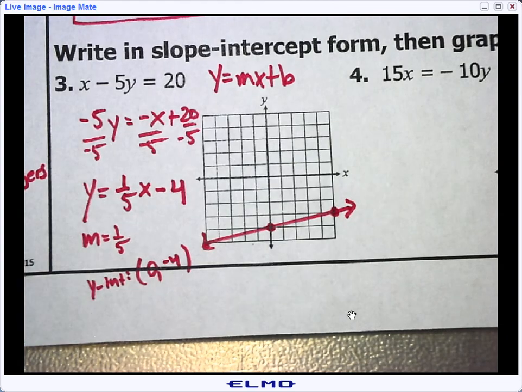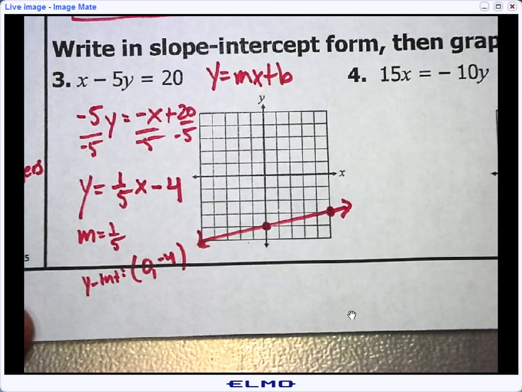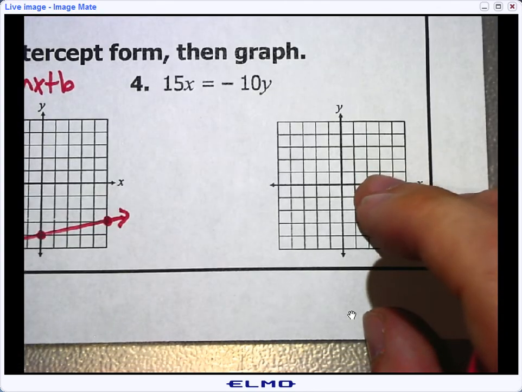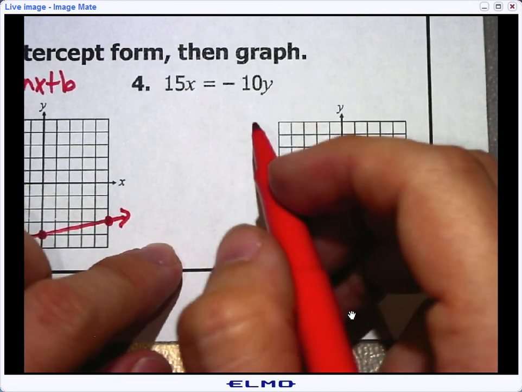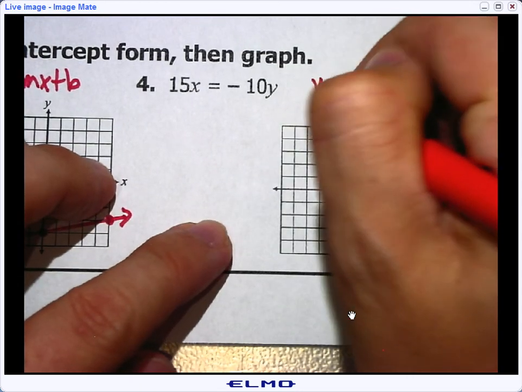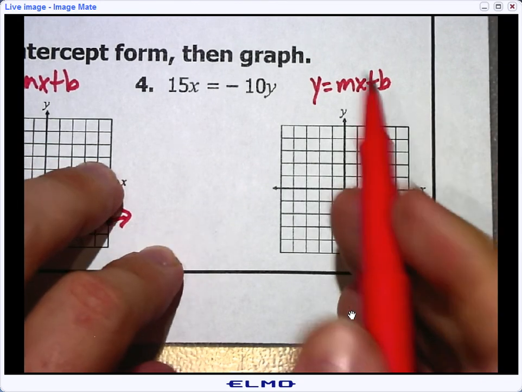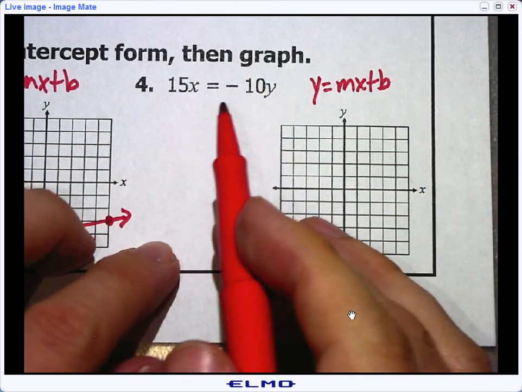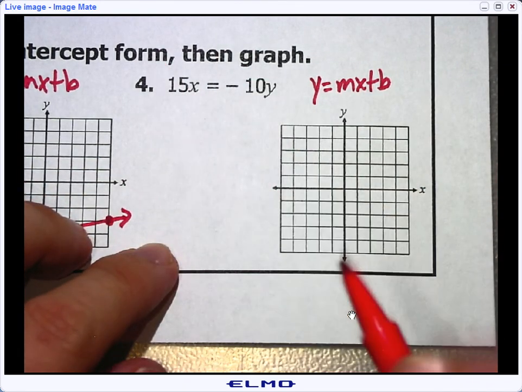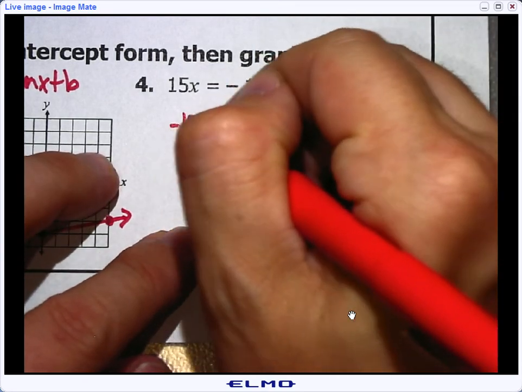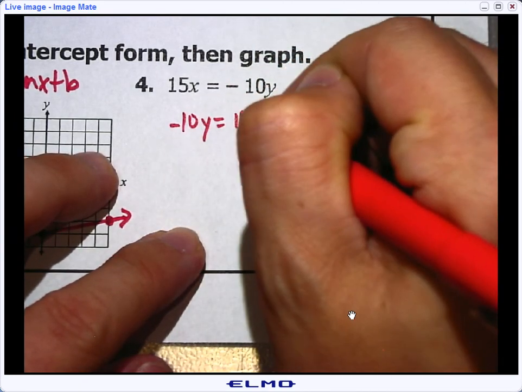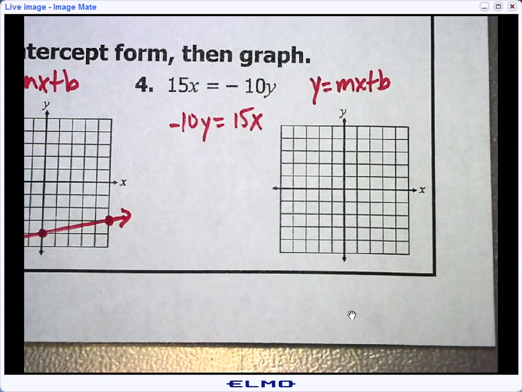All right, number 4. Since we want it in the form y equals mx plus b, I find it easier if the y is on the left-hand side. So I'm just going to switch these two things around. This becomes negative 10y equals 15x. So I'm just flipping the stuff across.